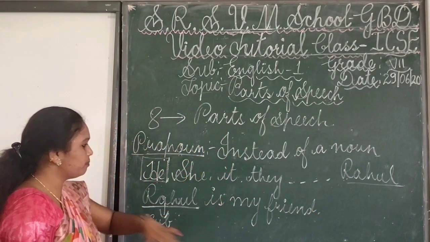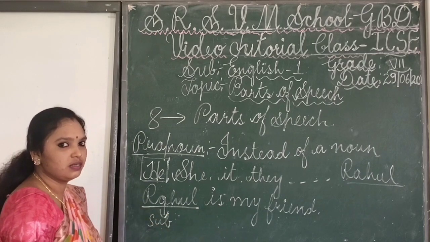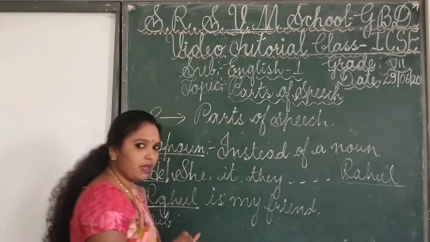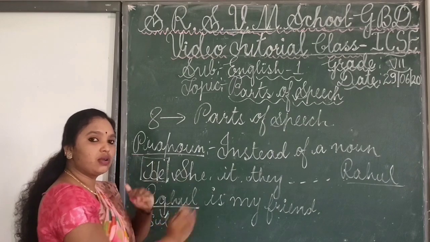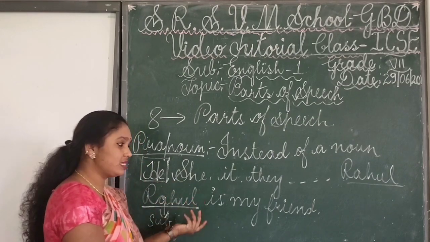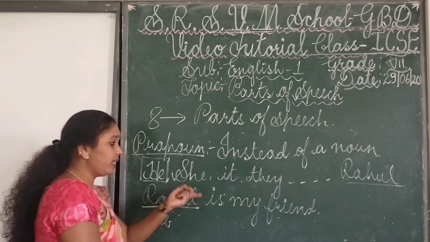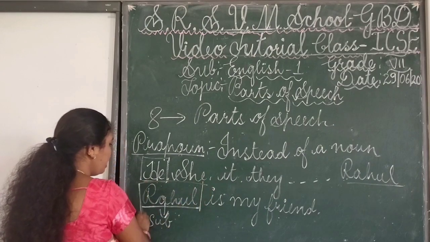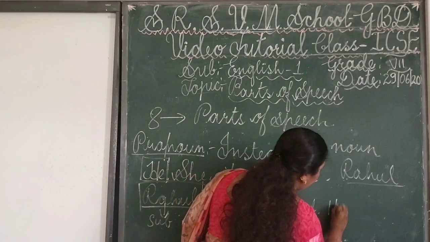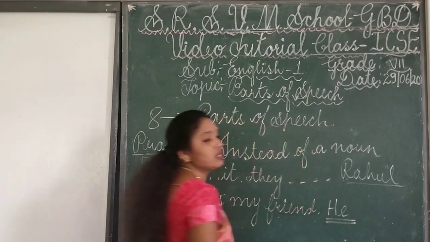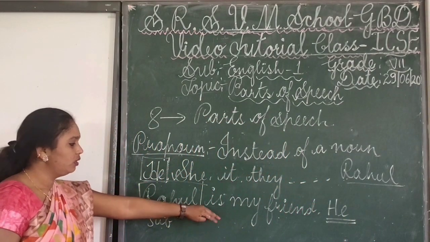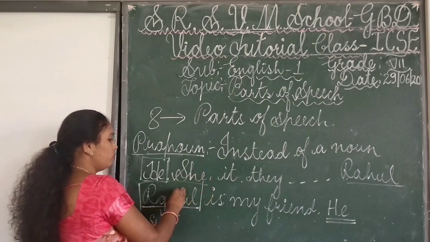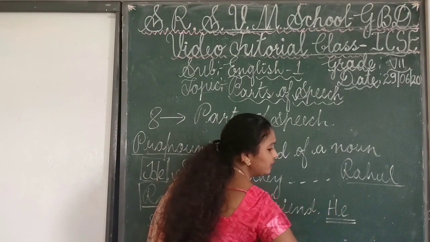How can you continue with the sentence using the subject? I cannot write Rahul again. Rahul is my friend. Rahul is studying in this school. Rahul comes home at this time. Rahul eats. Rahul sleeps. It looks awkward to repeat the same word again and again. So we use the word he. Why? It is just to avoid the repetition of the word Rahul. So instead of Rahul, we use he to continue.